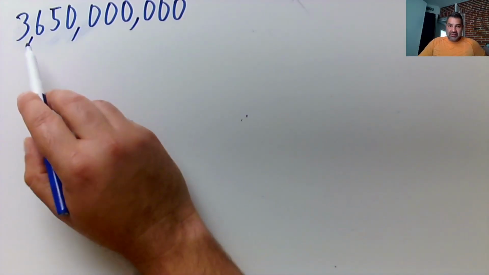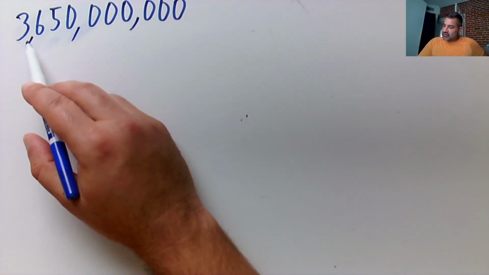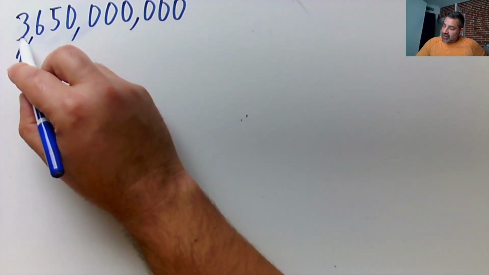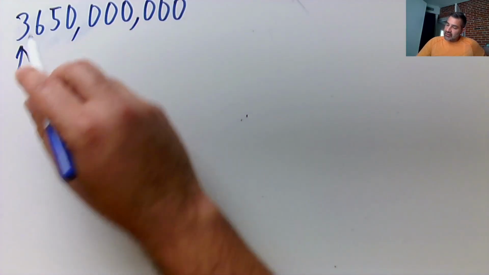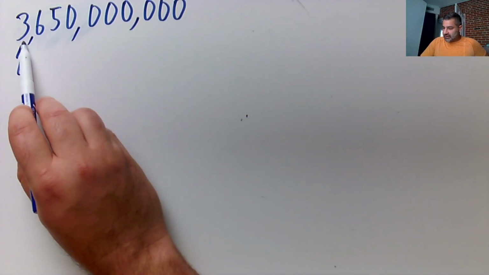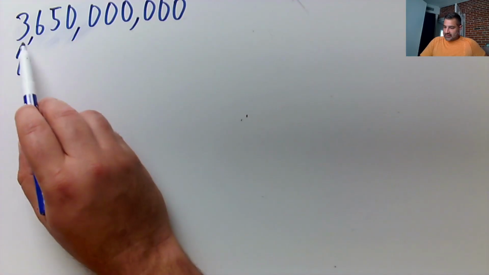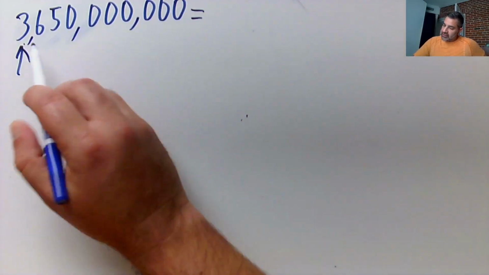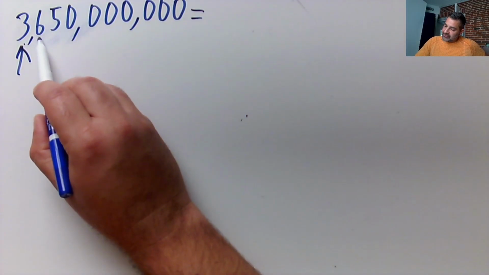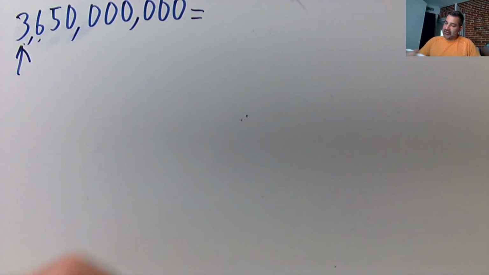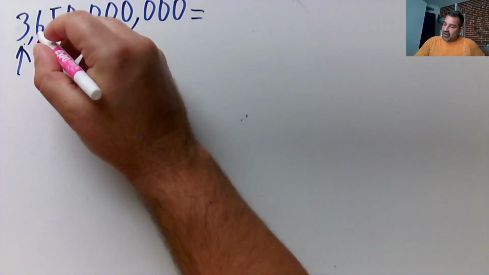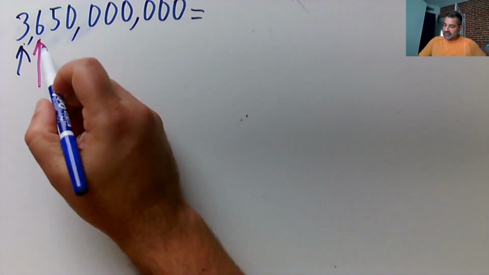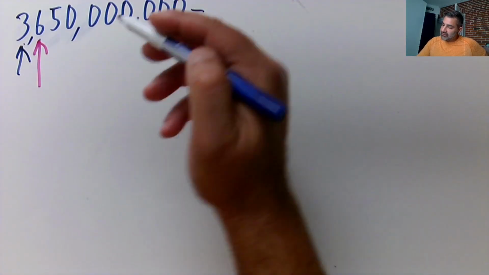Alright, I want you to round this to one significant digit. So what that means is we're going to take that first number and we're going to round that off, and then we're going to count up the zeros. So if we were going to round it just to this digit, to the nearest billion, because this is 3,650,000,000. Since this second digit is a 5 or greater, we're going to round up. If it was 4, 3, 2, or 1, we would round it to 3, but since it's 5 or greater, we're going to round this to 4.